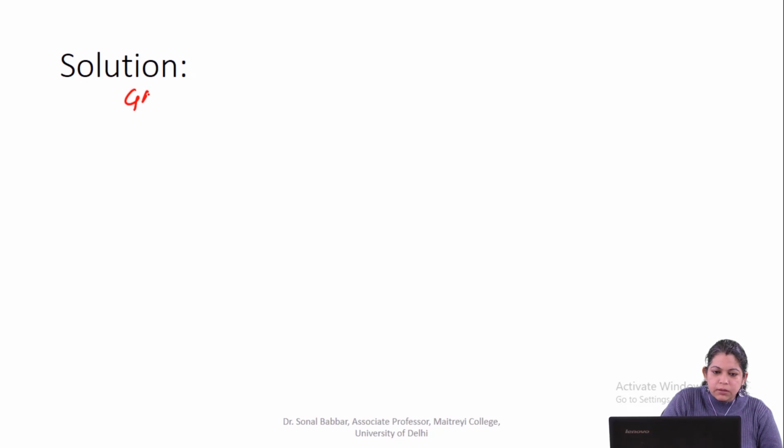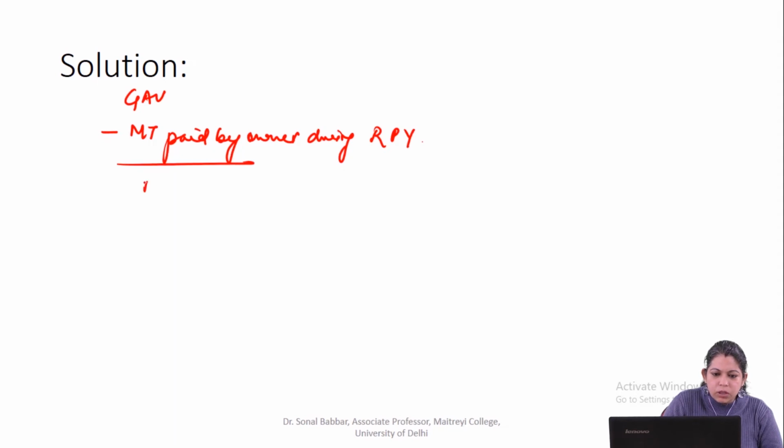For computing NAV, we require GAV. From that, we subtract municipal taxes paid by the owner during the relevant previous year, and what we get is net annual value.